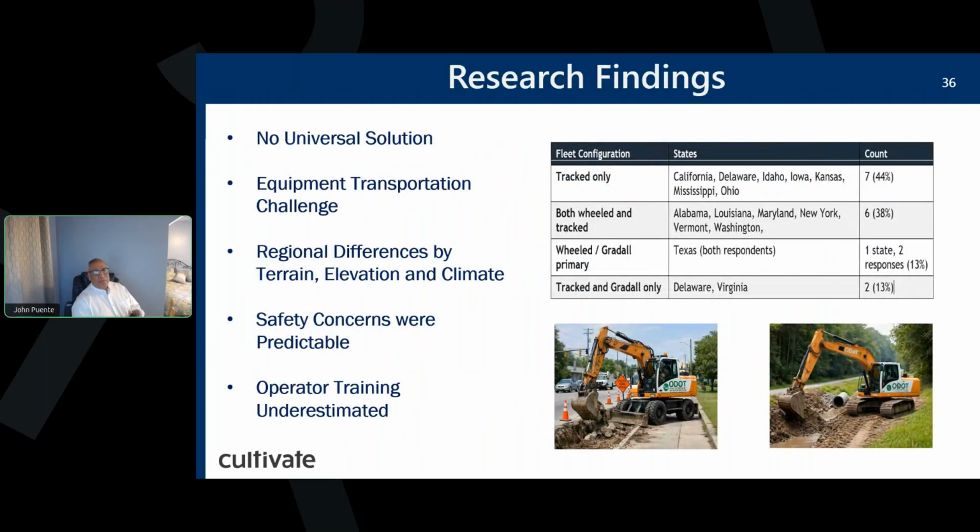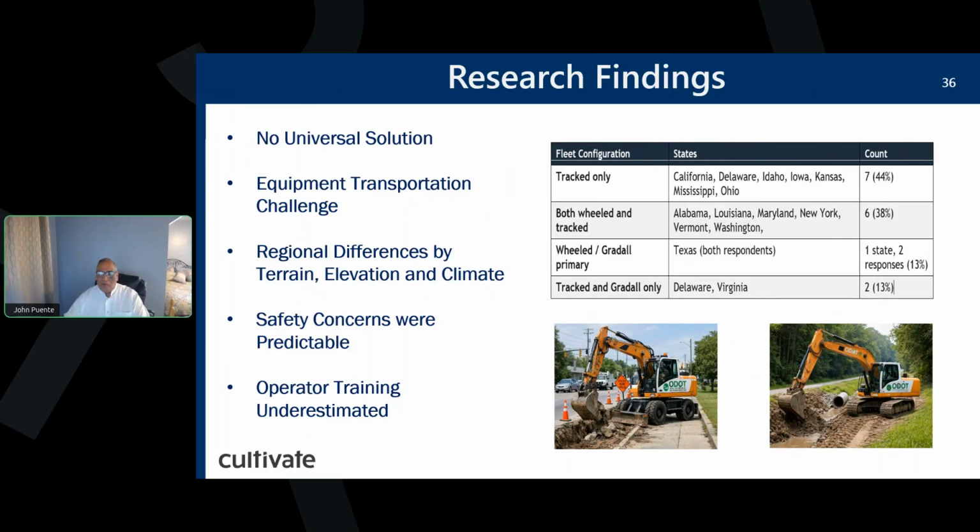All right, so let's talk about our research findings. We came up with a findings document from all the states that we surveyed and we interviewed, and we took a deep dive with some of those states, and that led us to the following information. Number one, there is no universal solution. There is no one piece of equipment that can do it all. So a mixed fleet of excavators was highly encouraged in most states.